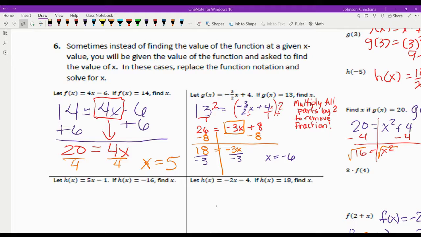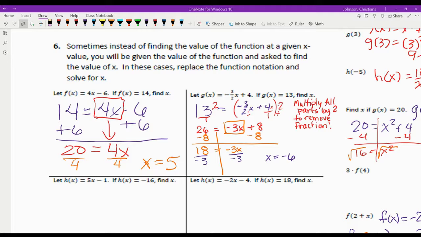If we have a fraction, I know a lot of you do not like fractions, there's a really great way to get rid of fractions, and that's to multiply all of the pieces by the common denominator, which in this case is 2. So we multiply 13 by 2 because that's what g of x was, so we're replacing g of x with 13. Multiply -3 halves by 2, which leaves the -3x, but not the divided by 2. And then multiply 4 by 2. Then we add our -8 on both sides and divide by -3 to get x is -6.